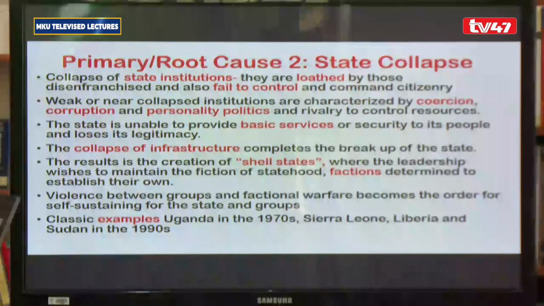When the state collapses, it breaks up into smaller states, which we refer to as shell states. A shell state is fragmented, like just the shell of an egg that has got different parts. But within that shell, we also have factions, which are determined to maintain their own hold onto power. When you have fractured states or shell states, this is a classic example of where the state collapses and then the infrastructure collapses and institutions collapse. And that contributes now to more conflict that arises out of the collapse.